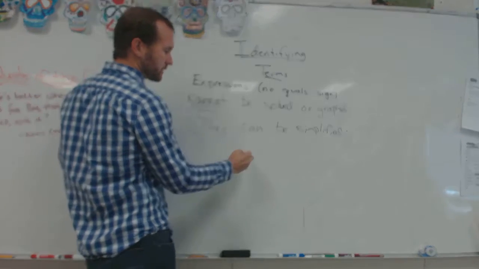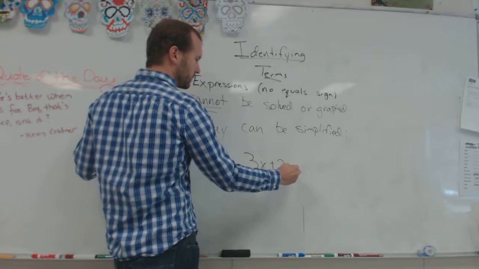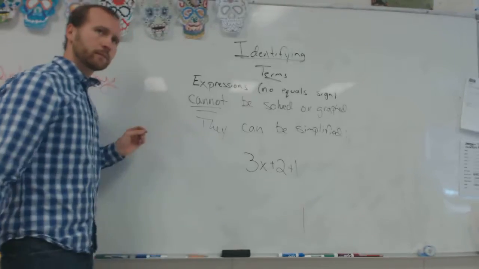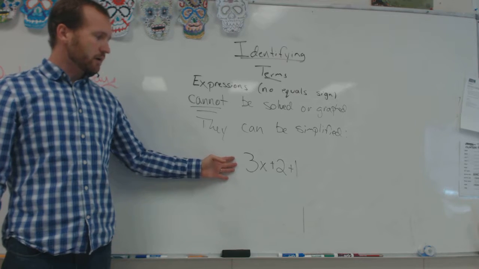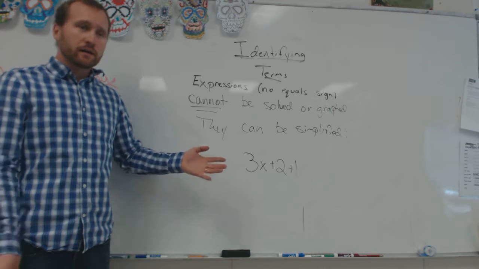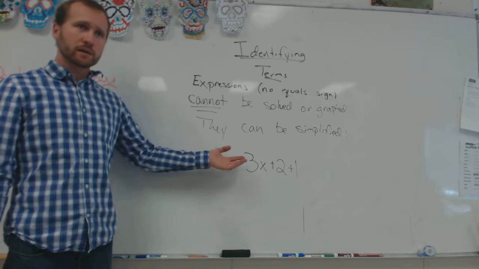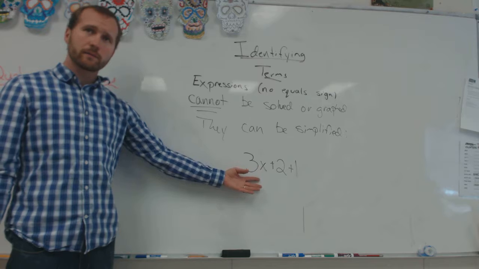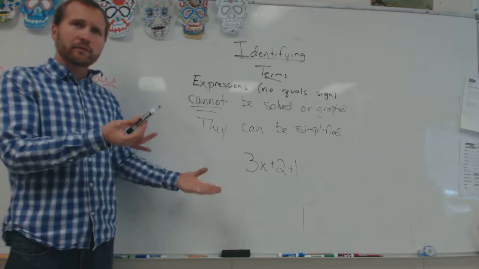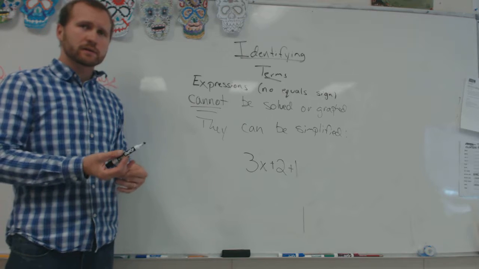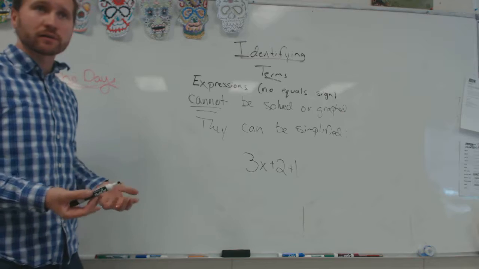So if I had an expression like this, 3x plus 2 plus 1, that's an expression in algebra because there's no equal sign. I can't solve that. I can't say x equals 2 at the end of this because there's no equal sign to begin with. I also can't graph it. There's no way I could put that up on a graph and show you what line it makes. I couldn't even put it on a number line to graph it.